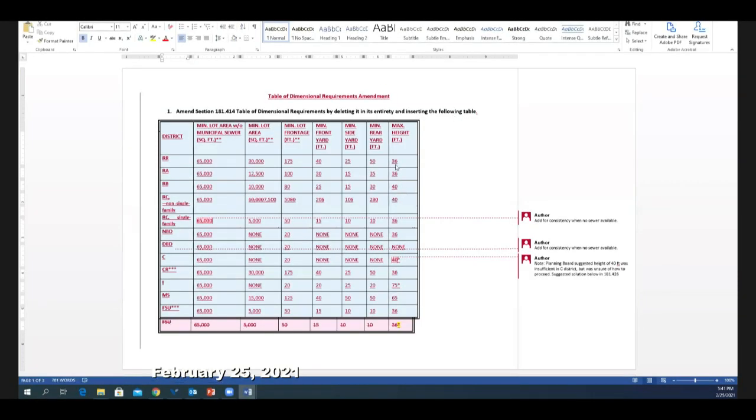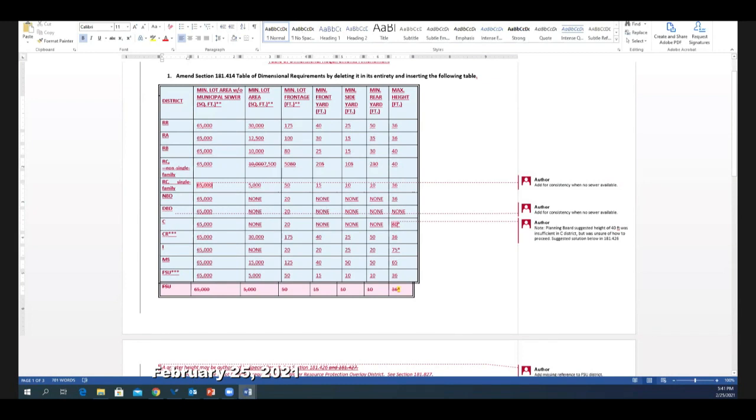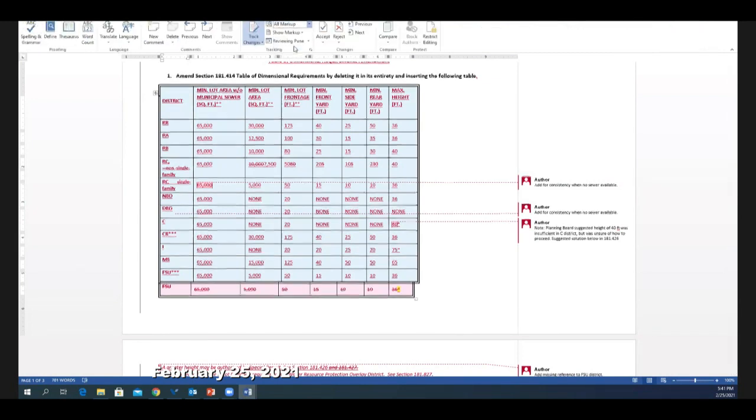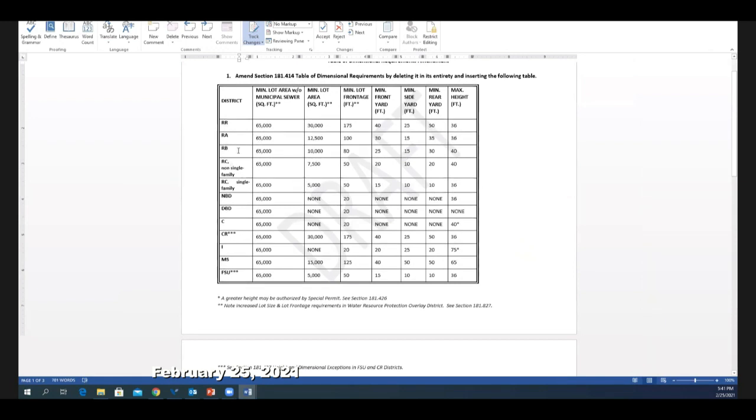Okay, so I'm going to go ahead and turn off track changes. It's a bit convoluted to look at otherwise. This would be the table as it would look. Again, as I mentioned, RC non-single family and RC single family, though that's a vote you all took in bundle 2. Nothing has changed on any of these in terms of planning board recommendations.